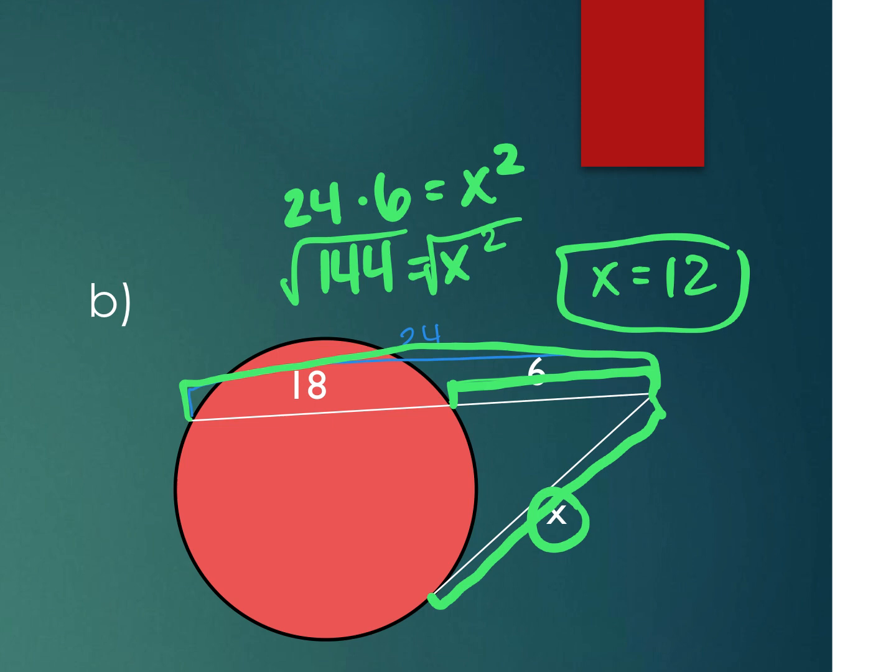For the tangent, we're still using the same formula. What's the whole thing from here to here? X. What's just the external part? X. What's x times x? X squared. Okay? Good question. What other questions do we have?